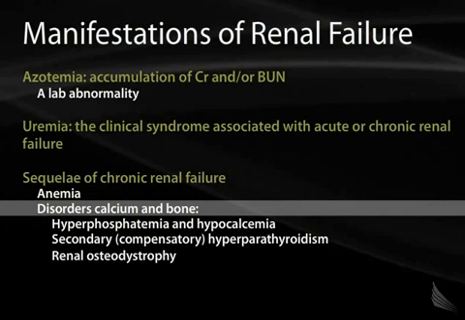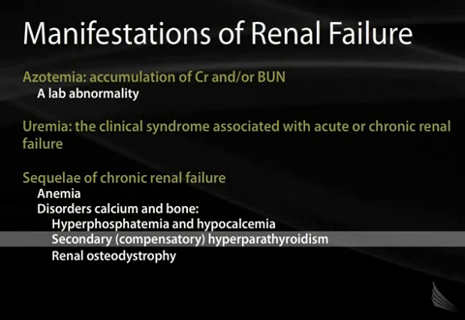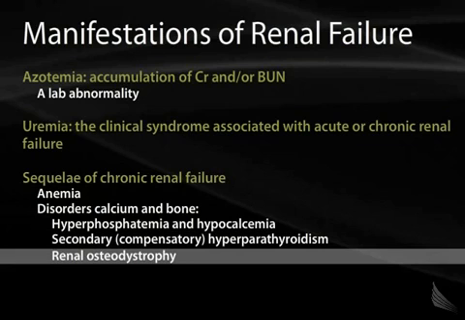Progressive renal failure leads to disorders of calcium and bone. The first manifestation is often hyperphosphatemia and hypocalcemia. Because of the decreased ability of the kidney to filter and excrete phosphate, phosphate accumulates. There is a secondary or compensatory hyperparathyroidism. This is an attempt to not only increase urinary phosphate excretion, but to also increase the serum calcium, as the free calcium has been bound to the increased phosphorus concentration. The end result is weakening of the bone, or the clinical syndrome of renal osteodystrophy.